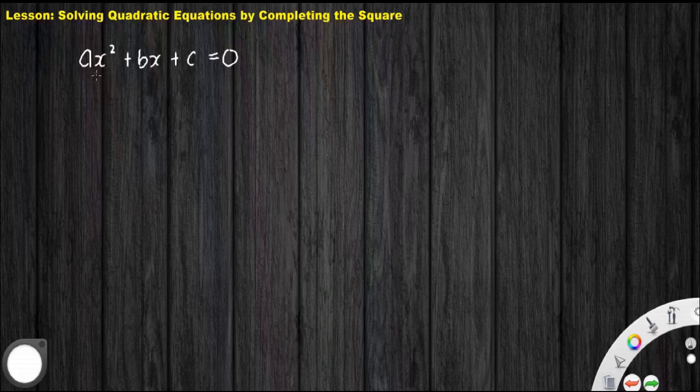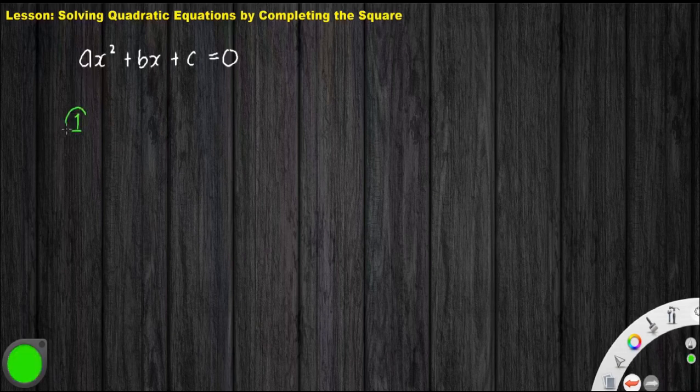Dinefine natin itong as our general quadratic equation o yung tinatawag na standard form. Ito ay trinomial kasi meron tayong 3 terms. And then, sa unang leading coefficient, yung A, hindi yan pwede mag-equal sa 0. Di ba? And then, yung A, B, C, these are the leading coefficients. Yung X, yan naman yung ating variable.